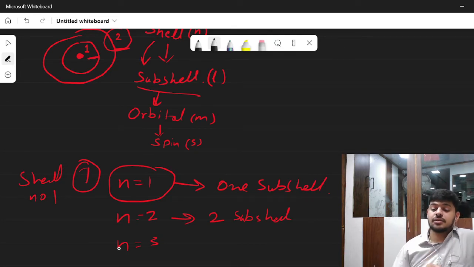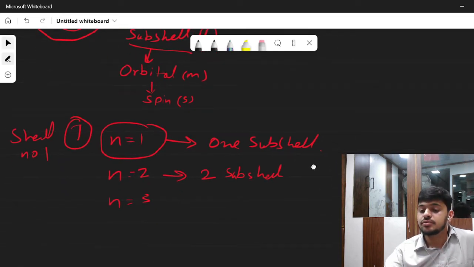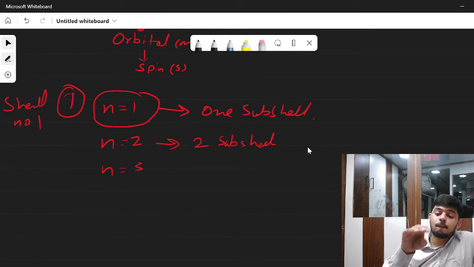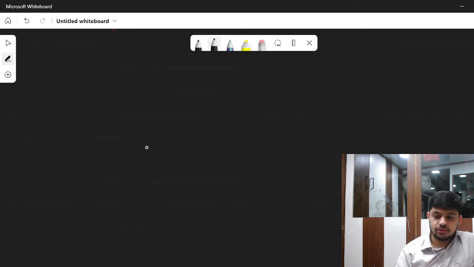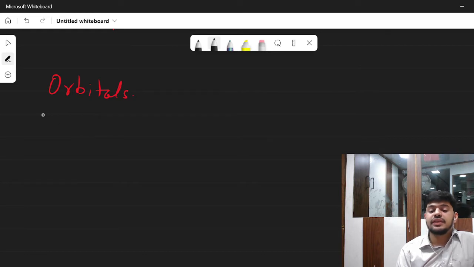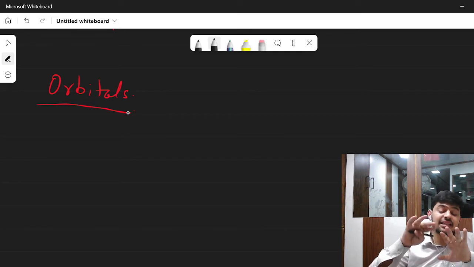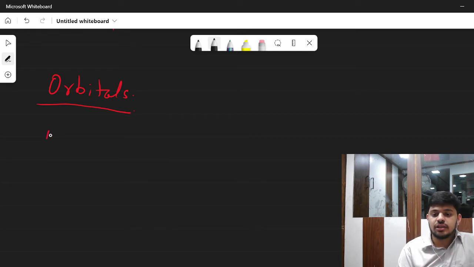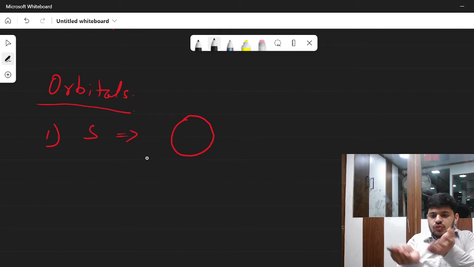What are the subshells? Subshells are the parts of the shell. How are they parts of the shell? Maybe you know about something called orbitals. These are the orbitals where the electrons actually are inside the atom. See, the first orbital is the s orbital. It is round in shape, spherical, always like this.